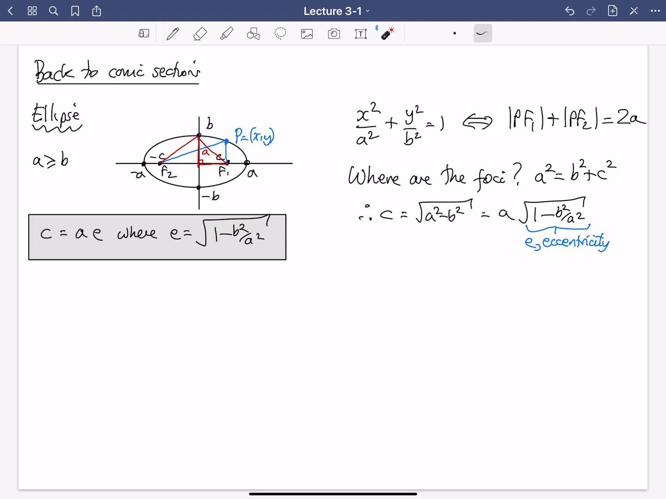Why is it called eccentricity? Well, a special case of the ellipse is when a equals b. When a equals b, that's just 1 minus 1, that's just 0. So the circle, when a equals b, is the ellipse of eccentricity 0. And then in general for the ellipse, the eccentricity is between 0 and 1. So e equals 0, that's when the ellipse is actually a circle. Okay, that's all good.